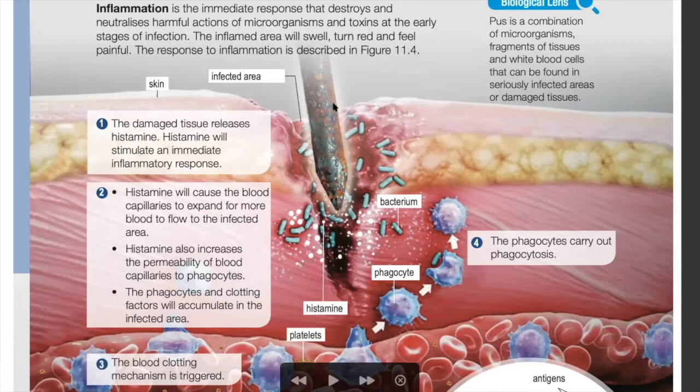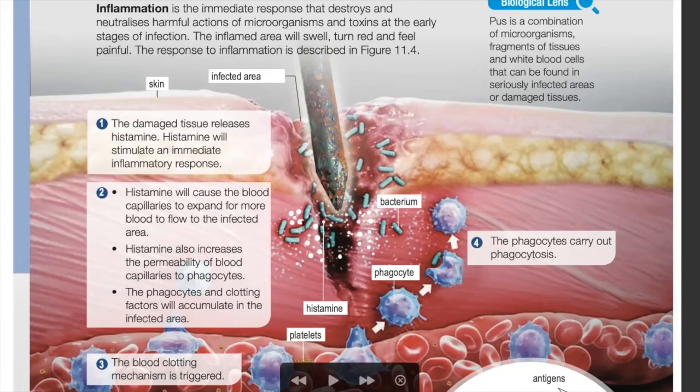So sebagai contoh lah, awak terkena paku. Okay, so you notice that the infected area tu dia akan jadi kemerah-merahan, lepas tu dia akan membengkak dan dia akan rasa sakit. Okay, how this happen? Pertama sekali awak tengok, the damaged tissue will release histamine. Okay, so ni tisu yang ada kat sekeliling infected area ni, dia akan hasilkan histamine.